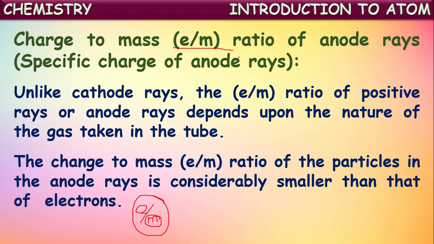It is not fixed. But for cathode rays, the E by M ratio is fixed because whatever gas we take inside the discharge tube, the produced cathode rays are similar. Those cathode rays we call electrons. Their charge and mass are fixed, so we can say their E by M ratio is constant. But for anode rays, it is different.